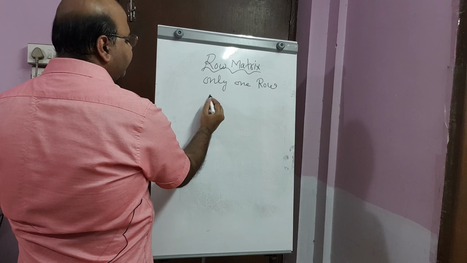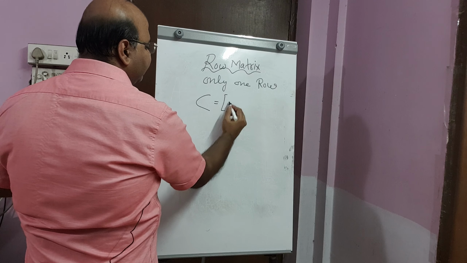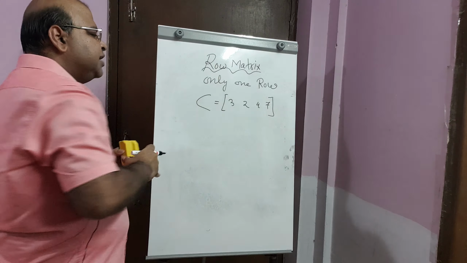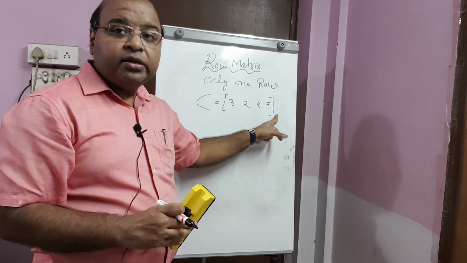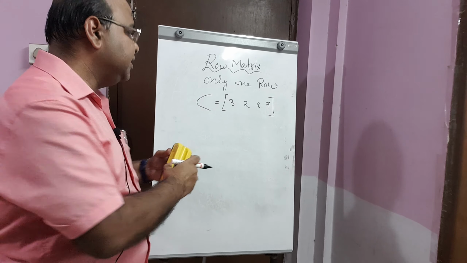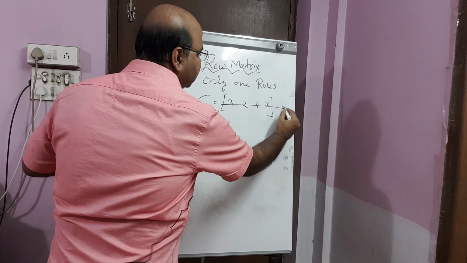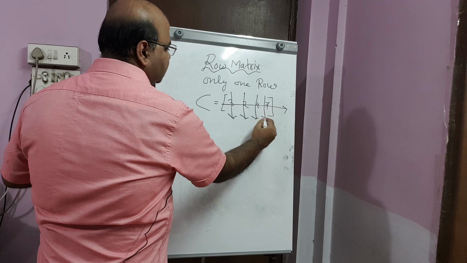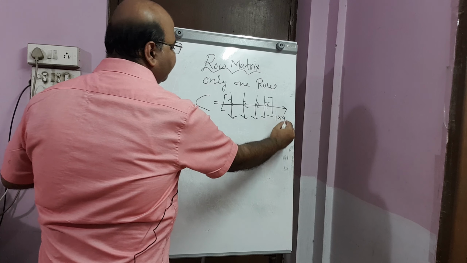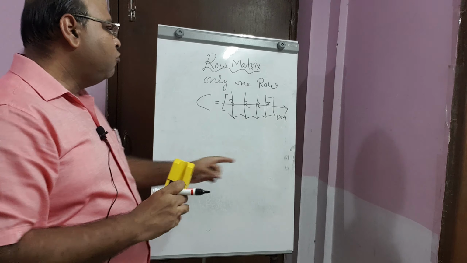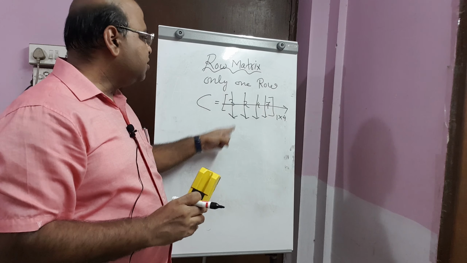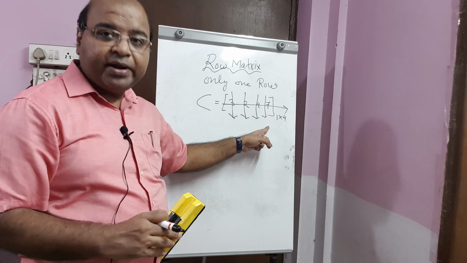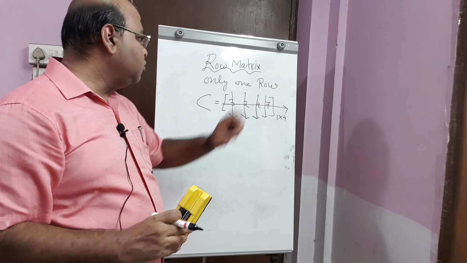For example, if I have a matrix capital C given by 3, 2, 4, 7. Here we see it has only one row. Now how many columns does it have? It has 4 columns, 4 vertical lines. We have only one horizontal line but 4 vertical lines. So the order is given by 1 by 4. That is the order of the matrix. It has one row but 4 columns. So such a matrix is a row matrix, a matrix having only one row.